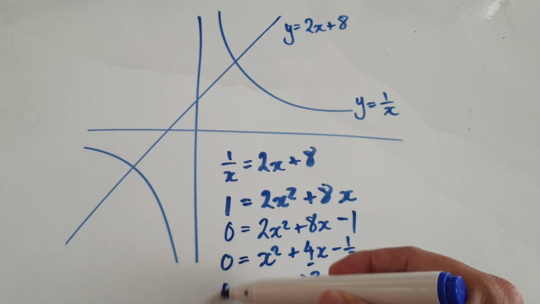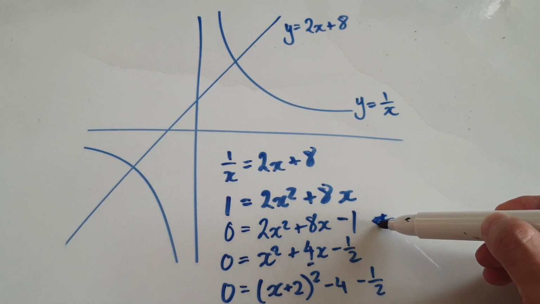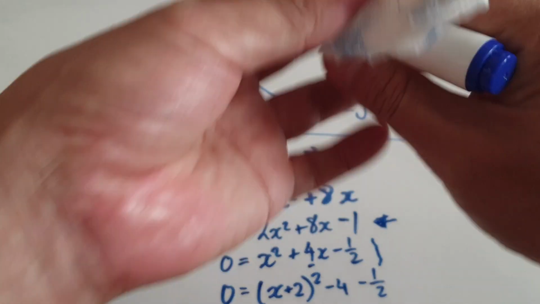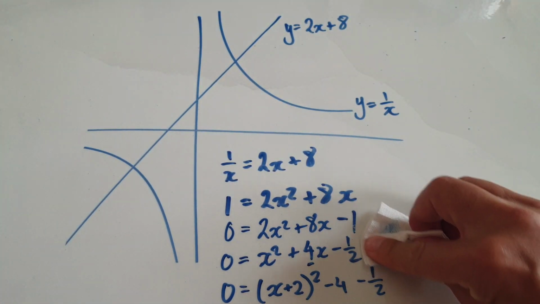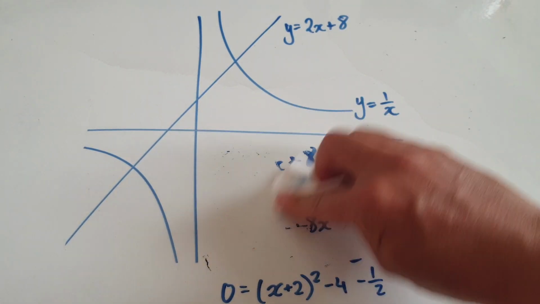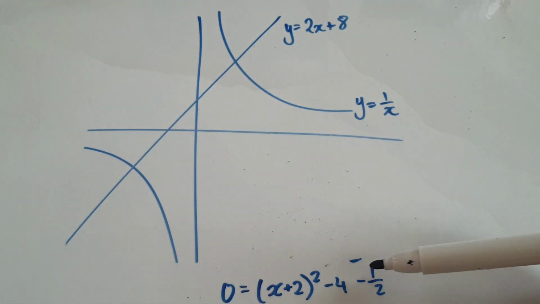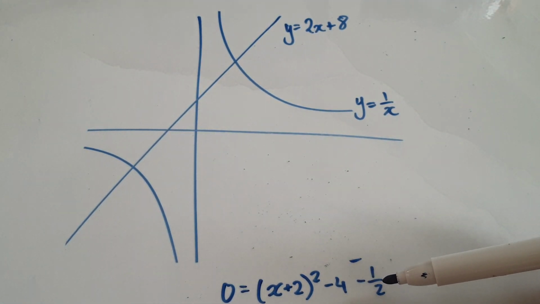I'm expecting you to know how to complete the square. And by the way, when you're here, you can just use the quadratic formula. But I'm just going to complete the square. So completing the square would be single number, merge them together.